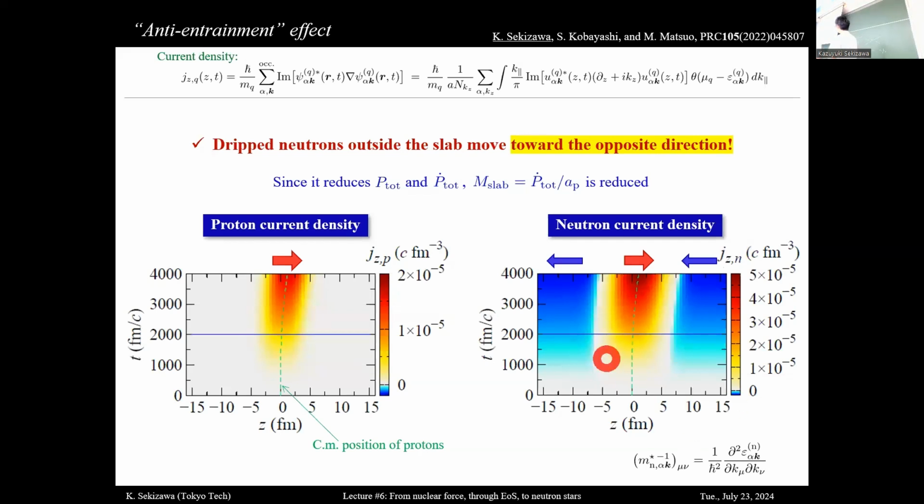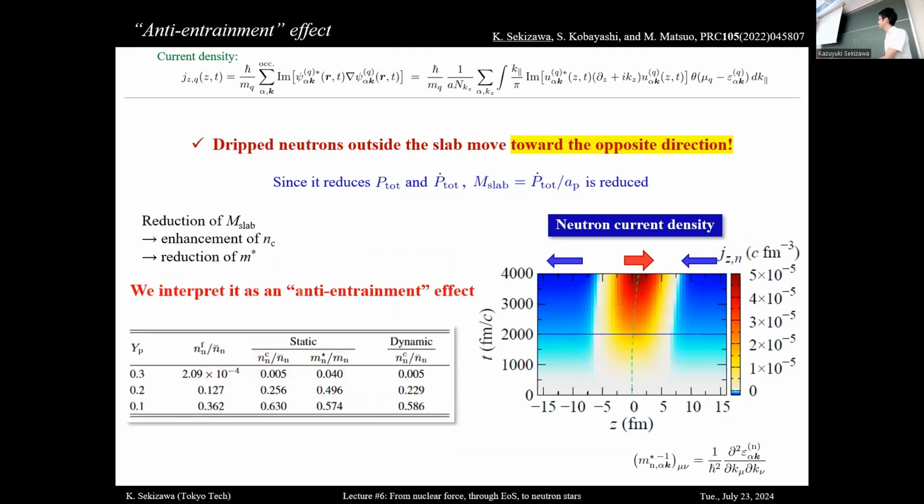In this way, the system reduces the linear momentum and its time derivative. It reduces the mass of the slab. Actually, it means the conduction neutron number density is enhanced because of the band structure effect, which we call the anti-entrainment effect.